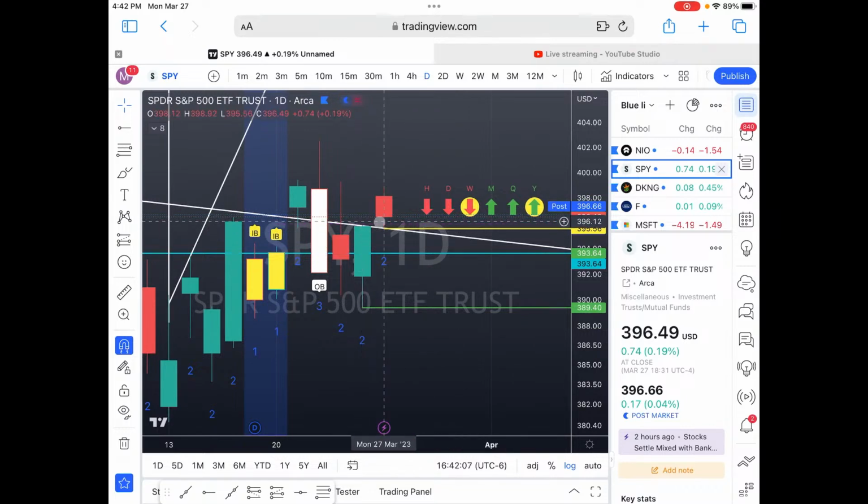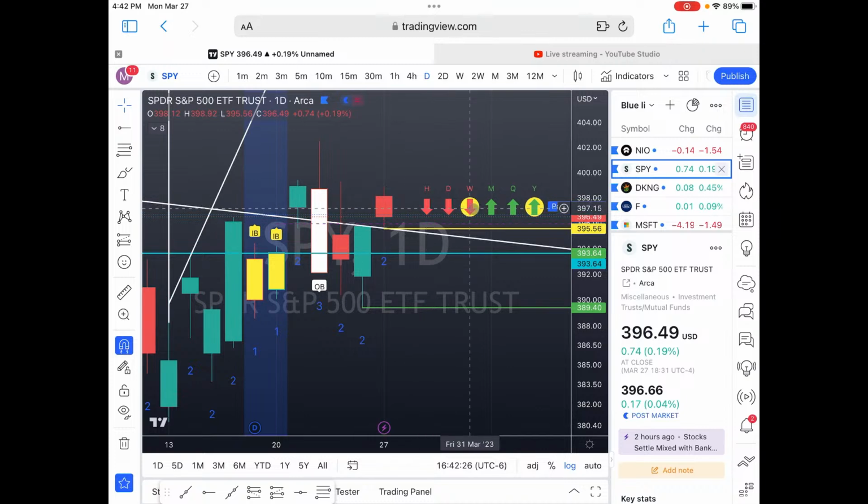So this is a 2 up right here. It only broke the high of the previous candle. So it's a 2 and it's a 2 up. The thing is though, it finished red. So I call this a failed 2. We have a 2 up that finished red. We're going to look for this thing to trend back to the downside. A 2 up that finished red.